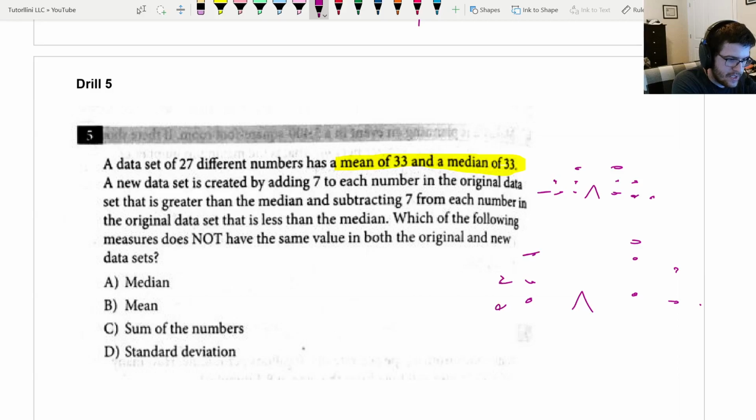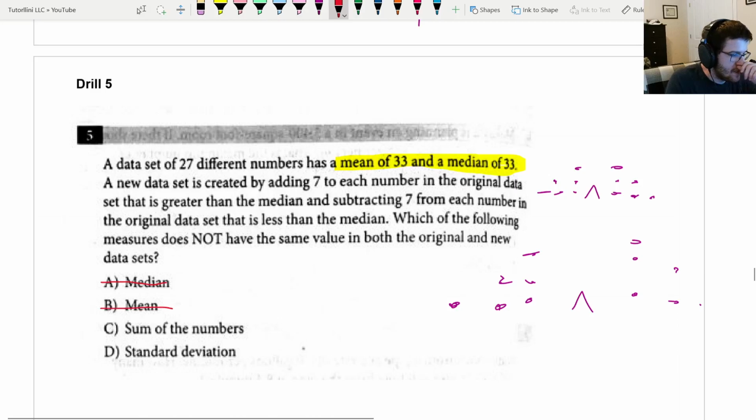So my point is the mean and median are left unchanged. Because if you add 7 to all those numbers and then subtract 7, they're going to kind of cancel each other out when you're calculating the mean. And then the median literally did not change. It's still in the same spot. So it's definitely not going to be these guys.